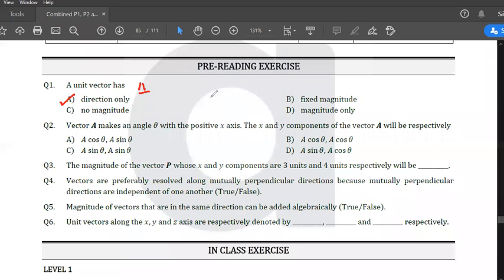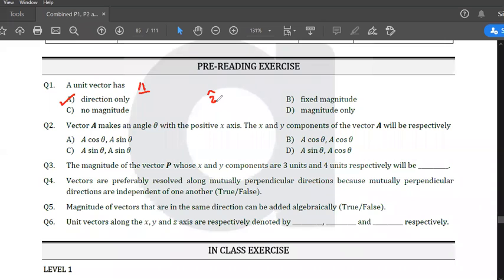Now, right? If I say what is I cap, tell me. If I say what is I cap, this is what I told you, right? That unit vector represents direction. Yes or no? Right? Okay. So the answer is A. Okay? Unit vector represents only direction.